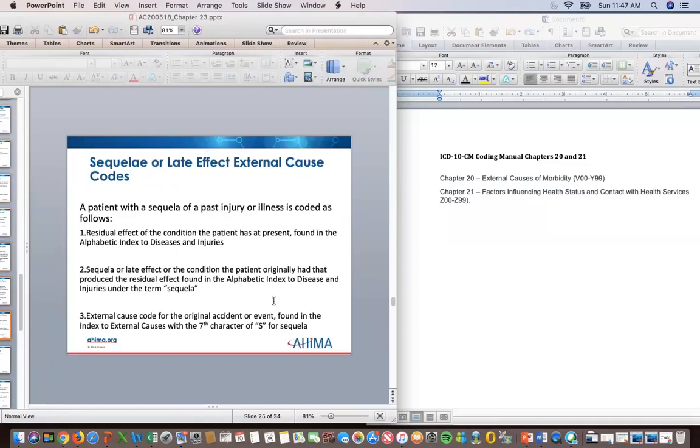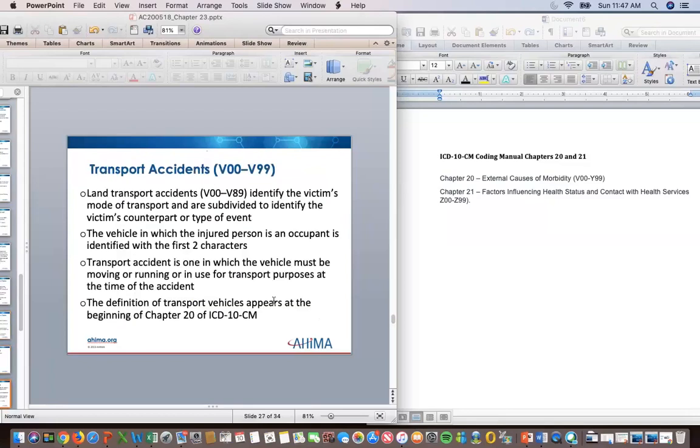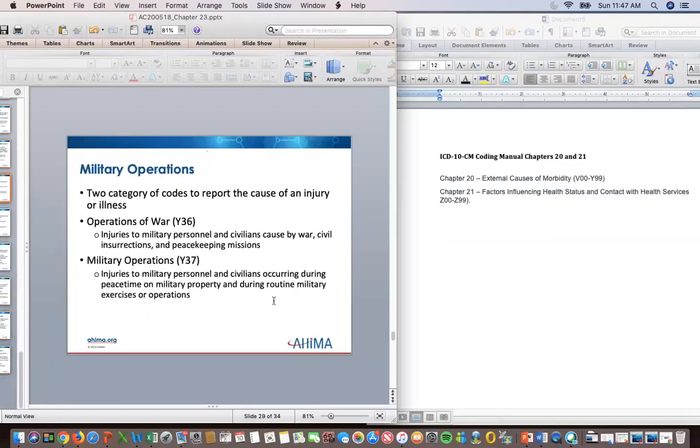You do a lot with the external piece of it then. A patient with a sequela of a past injury or illness is coded as follows. You code the residual effect, the sequela, and the external piece of it again. So you've made your way almost through the coding manual. You should be very familiar with your coding process, the index to the tabular, and then as I talk about backtracking, you start with the code, you move up to the category, the section, the chapter, and then read through your official coding guidelines to see if there are any notes that would pertain to that piece of it.